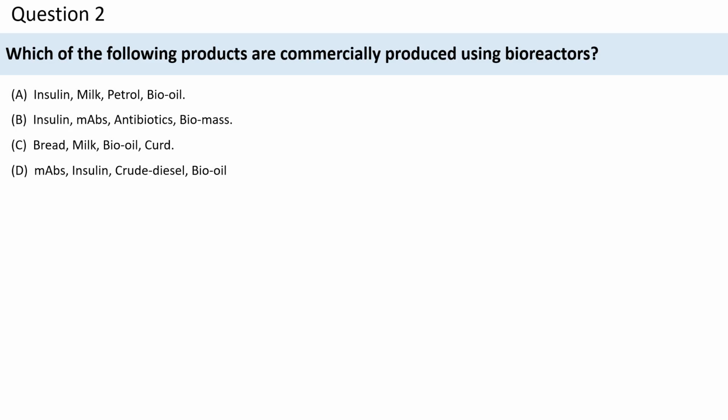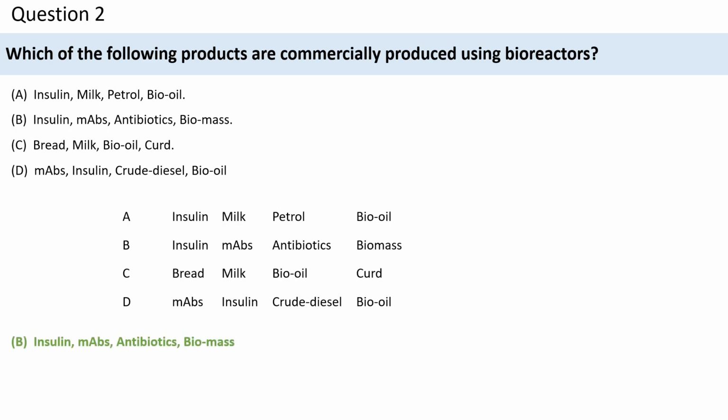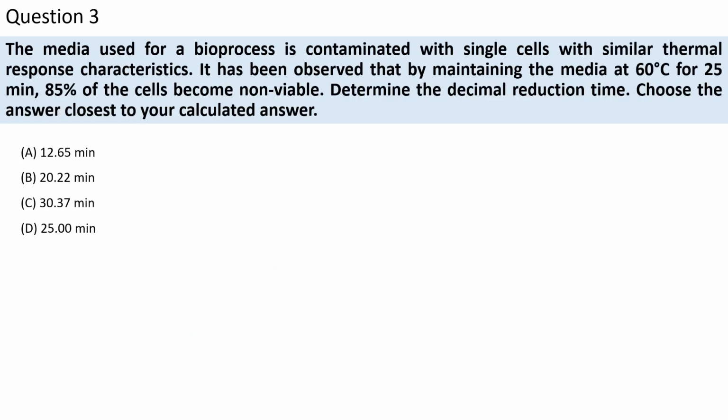Which of the following are products that are commercially produced using bioreactors? Option B: insulin, monoclonal antibodies, antibiotics, biomass. Question 3: the media used for bioprocess is contaminated with single cells with thermal response characteristics. It has been observed that by maintaining the media at 60 degrees Celsius for 25 minutes, 85% of the cells become non-viable. Determine the decimal reduction time.